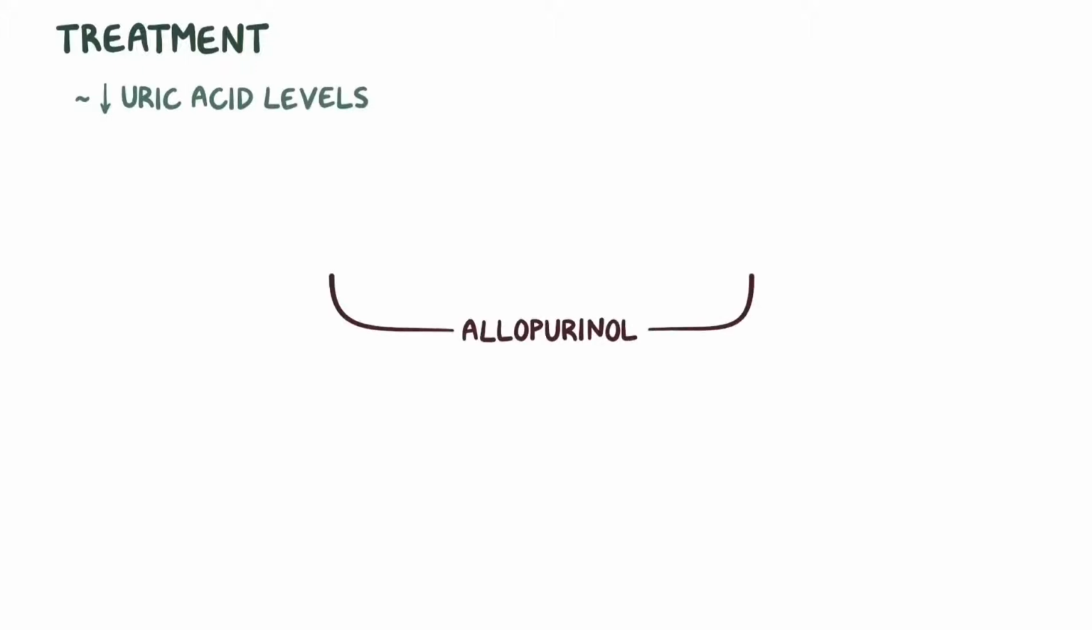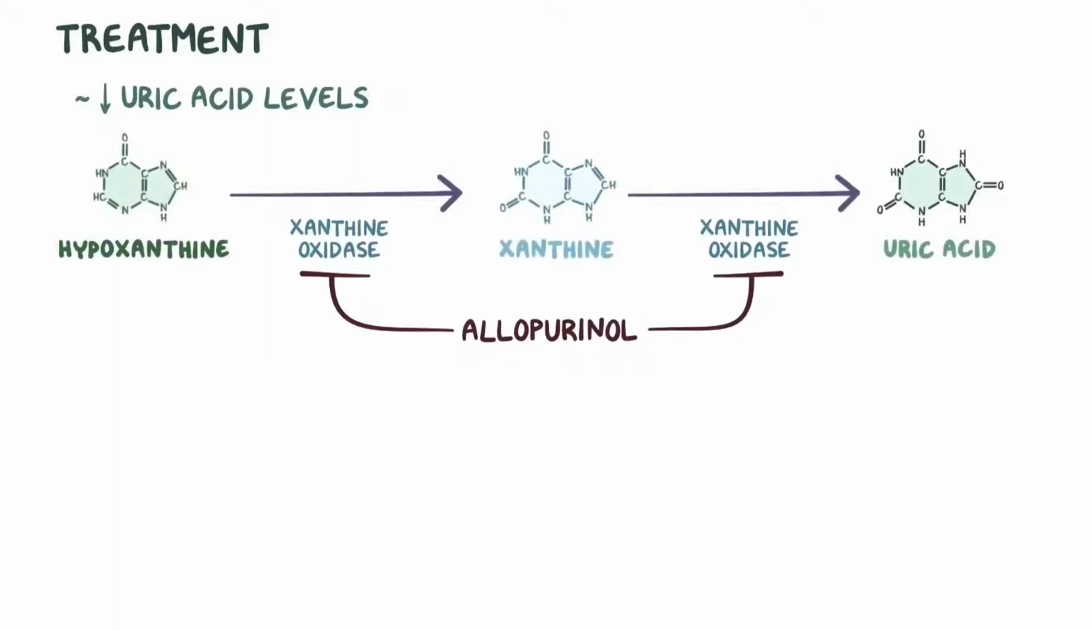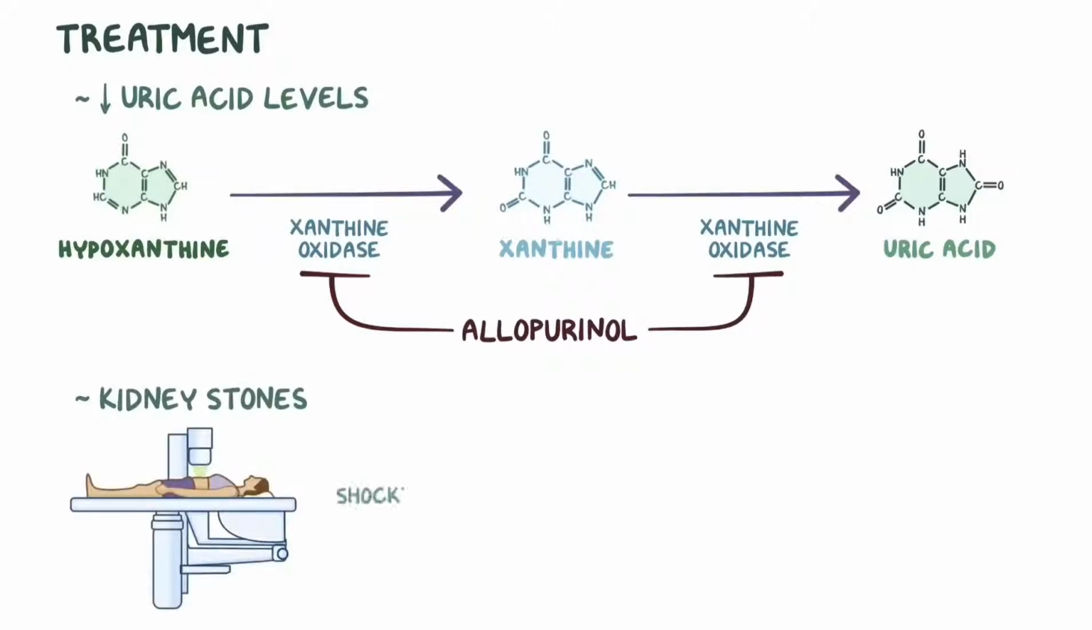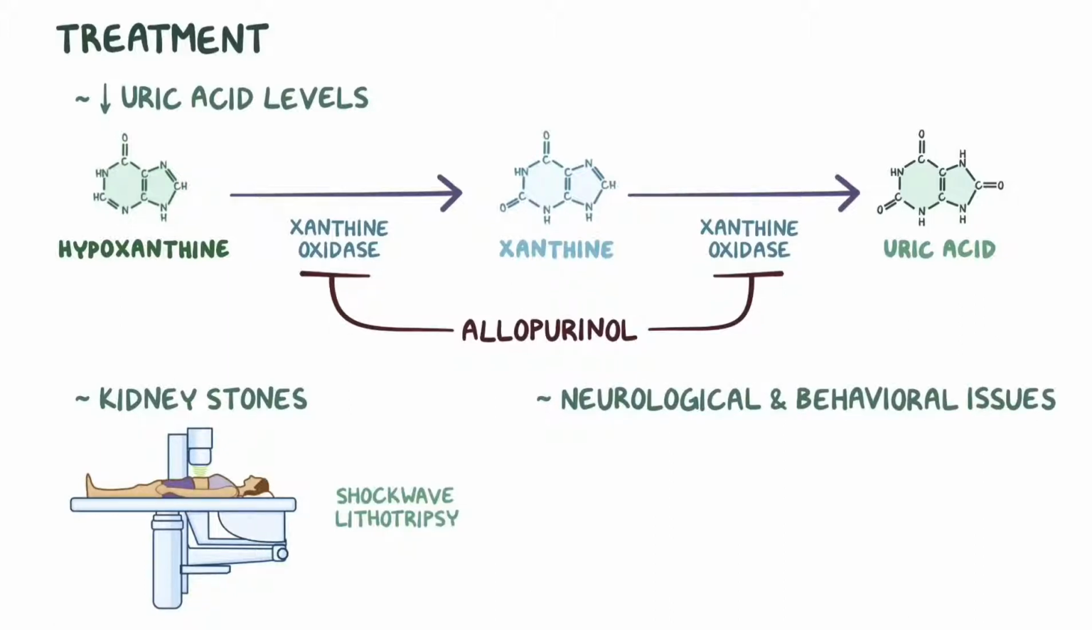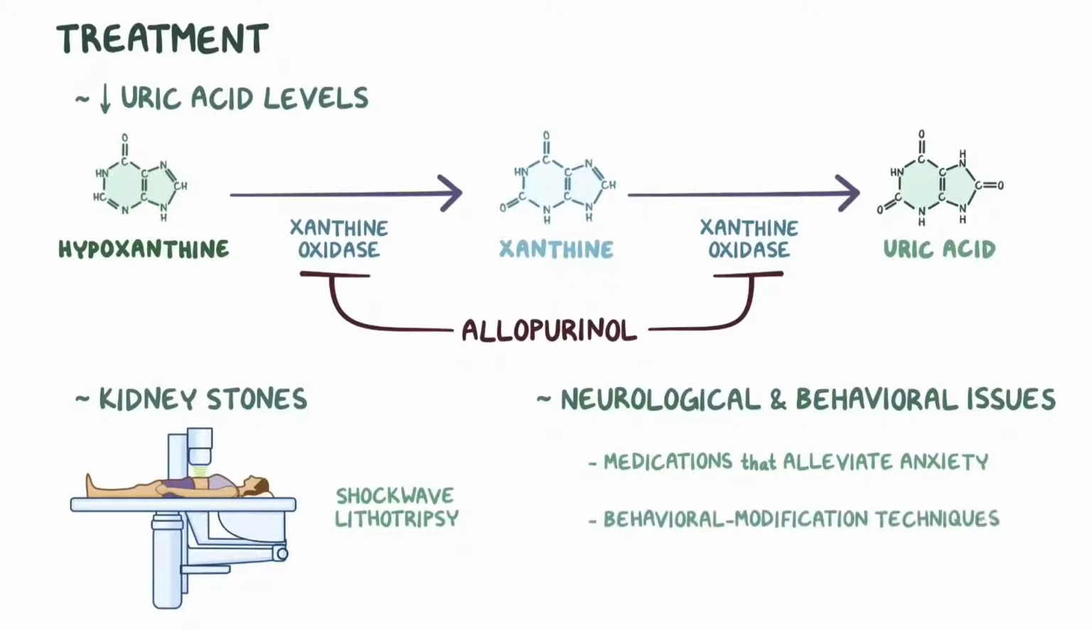Treatment of Lesch-Nyhan syndrome involves reducing uric acid levels with allopurinol, a drug which blocks the enzyme xanthine oxidase, inhibiting the metabolism of hypoxanthine and xanthine to uric acid. Kidney stones can be treated with shockwave lithotripsy, which uses high-intensity acoustic pulses that travel through the body to break up the stones. Neurological and behavioral issues are difficult to control, but medications that alleviate anxiety, such as benzodiazepines, combined with behavioral modification techniques, can help.